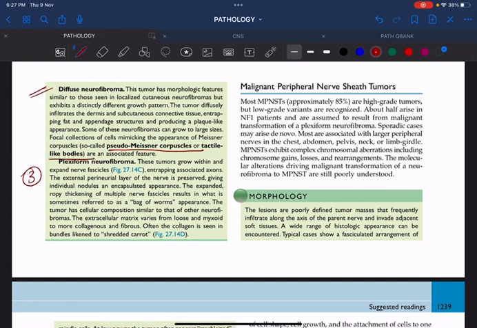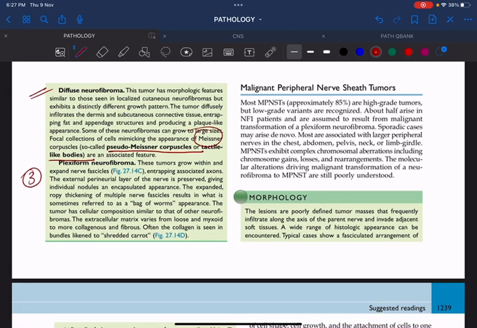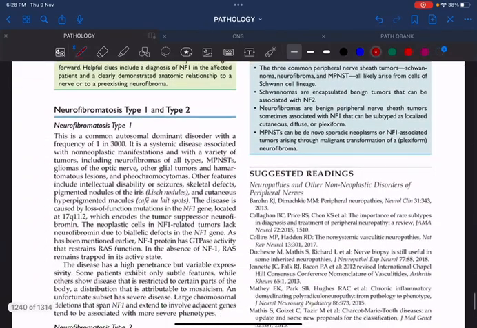That is, there will be focal collections of cells which mimic Meissner's corpuscles. You know, we have Meissner's corpuscles, which are the receptors. Am I right? Yes. And in plexiform neurofibroma, there will be multiple nerve fascicles, commonly referred to as the bag of worms appearance. Remember, pseudo-Meissner corpuscles or tactile-like bodies are seen in diffuse neurofibroma, and in plexiform neurofibroma we have the bag of worms appearance. Okay, fine. So these are the important questions.